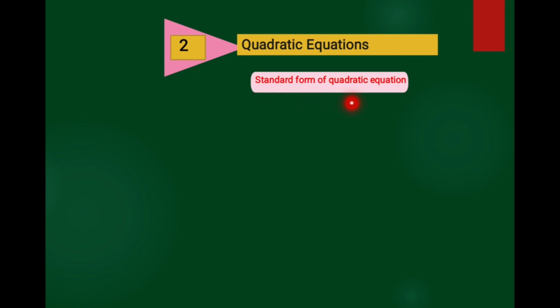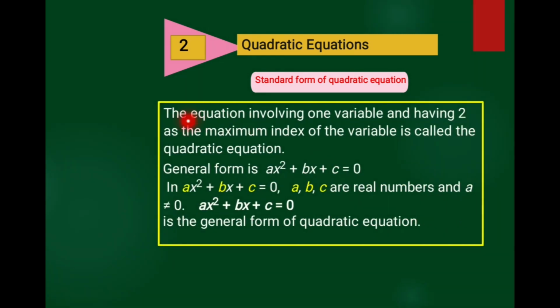So first we discuss the standard form of quadratic equation. The equation involving one variable and having 2 as the maximum index of the variable is called the quadratic equation. So from the definition, that equation must involve one variable and the highest degree, that is, the maximum index of the variable, must be 2. So we write the general form as ax square plus bx plus c equals to 0. This form is called the general form.